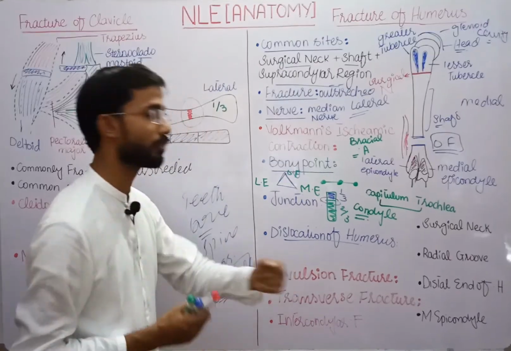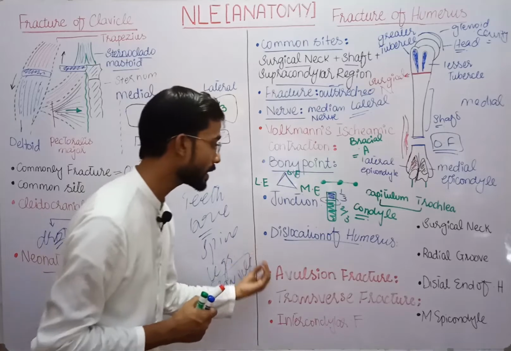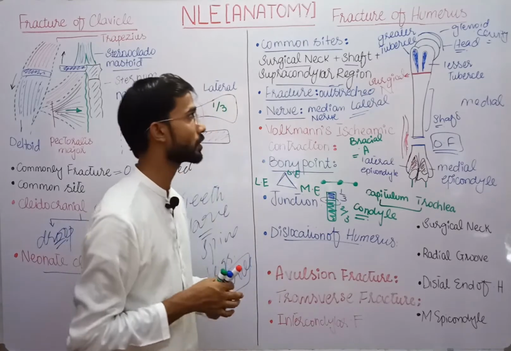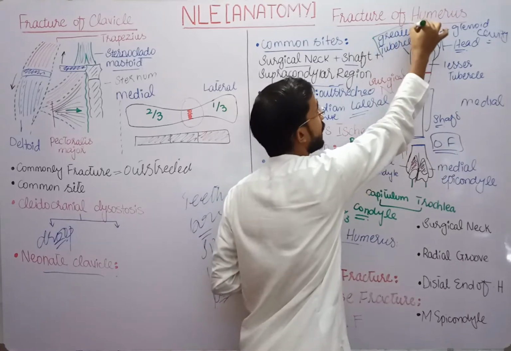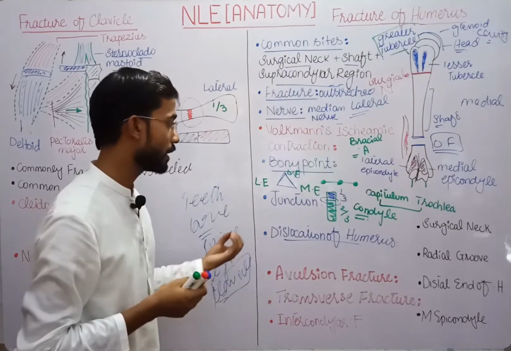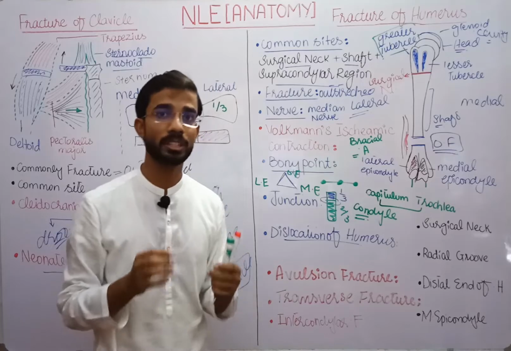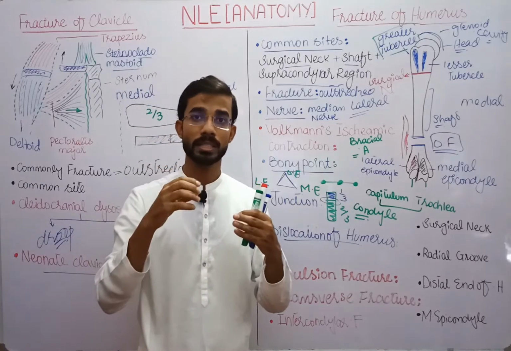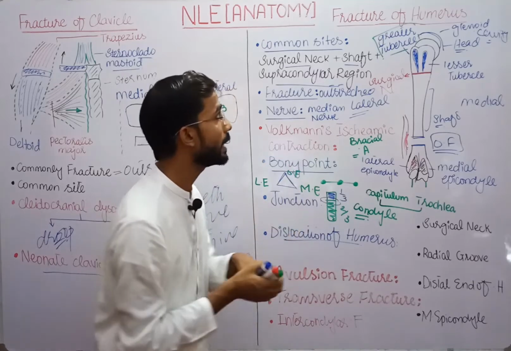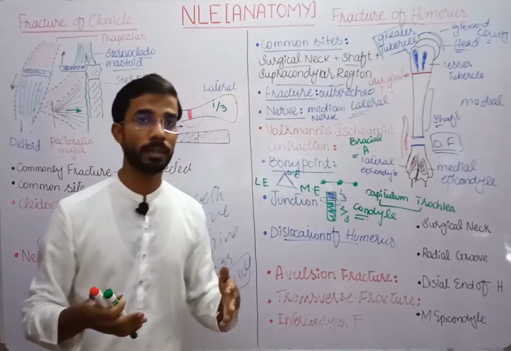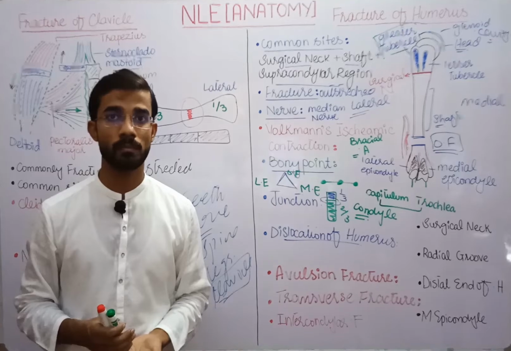Actually, avulsion fracture. We will first see what an avulsion fracture is. Avulsion fracture is the fracture of the greater tubercle. If the greater tubercle fractures, it is called an avulsion fracture. It is basically the separation of part of the bone from the whole bone, right? It means the greater tubercle separates from the humerus.